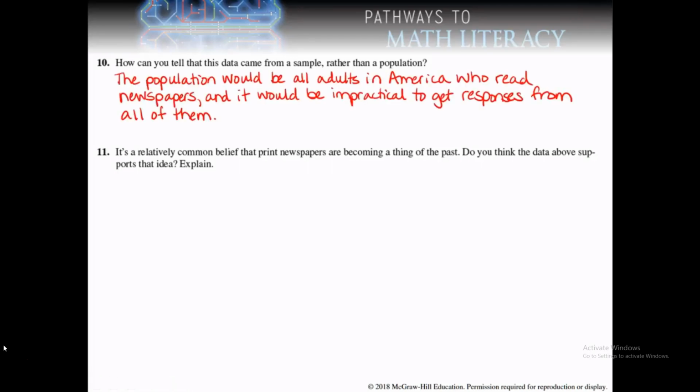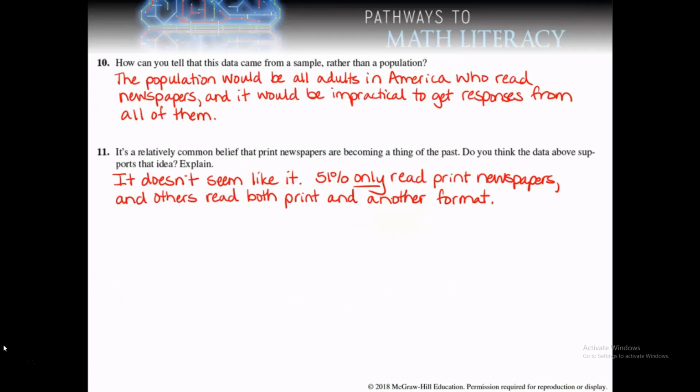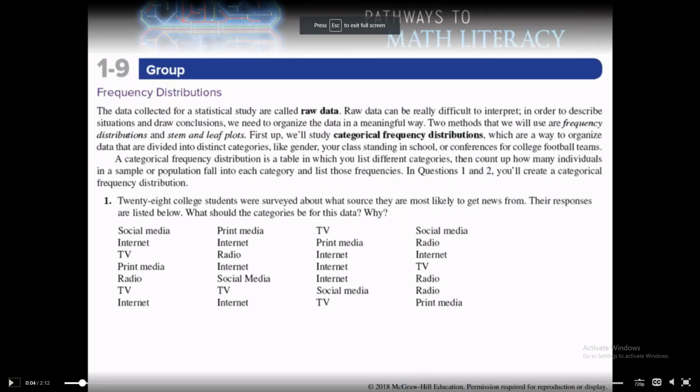In 11, it's a relatively common belief that print newspapers are becoming a thing of the past. Do you think the data supports that idea? Well, looking back at those responses, 51% only read their newspapers in print, and some others combine print with other formats. So it does not seem like print is becoming a thing of the past.